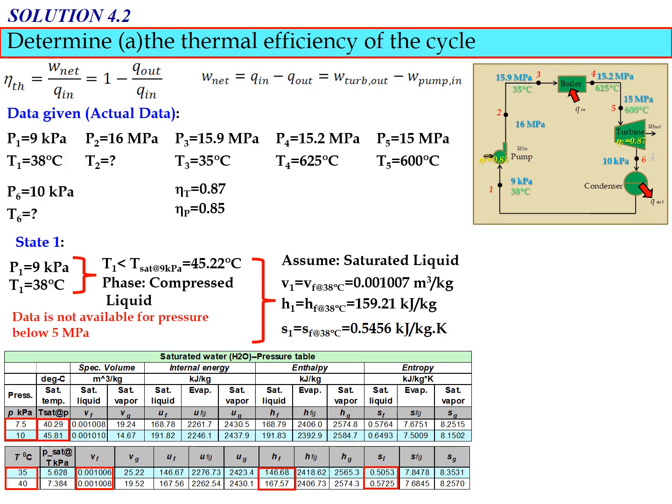Okay, and also we can determine the value of S1. S1 equal to Sf at 38 degrees Celsius equal to 0.5456 kJ/kg·K. So we need to determine the entropy, because later on maybe we can manipulate the value S1 for the isentropic process in order to determine the other values for the other states, especially for state number 2.